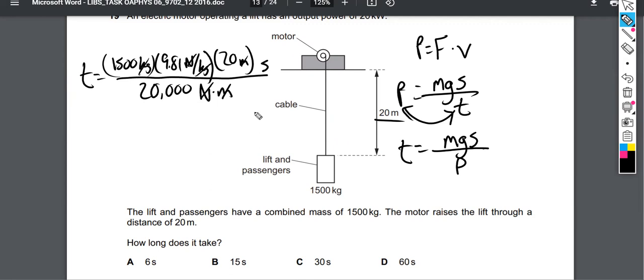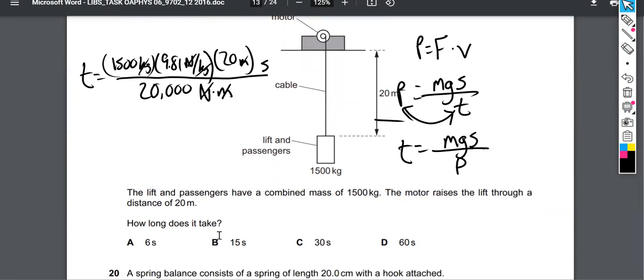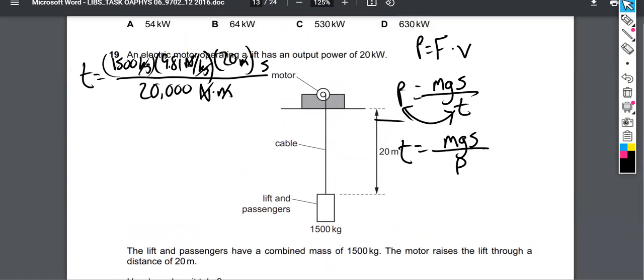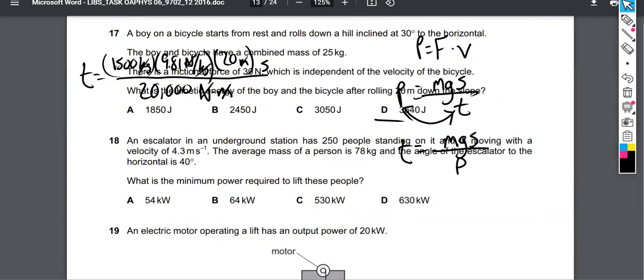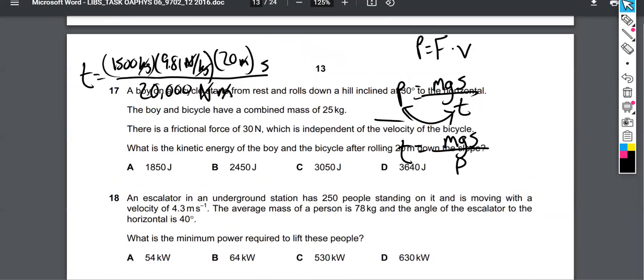1,500 times 9.81 times 20 divided by 20,000. And you get 14.7, which agrees with choice B, 15 seconds. Right? 14.7 seconds is about 15, so choice B is correct there. That was a power calculation.